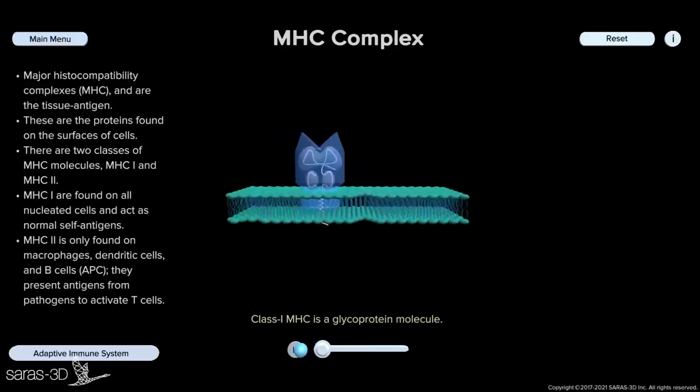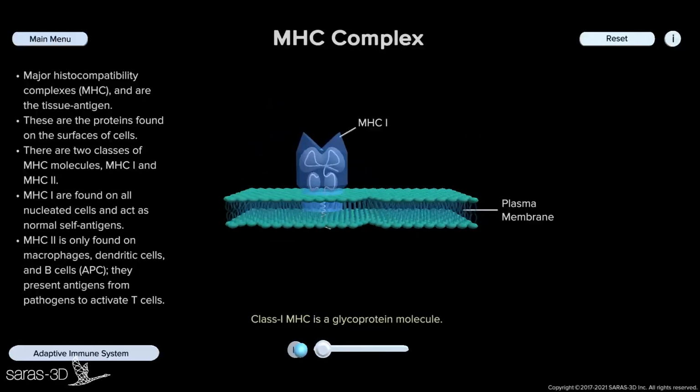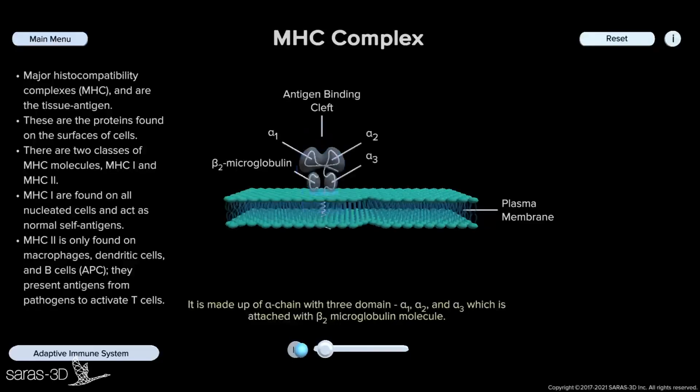When we talk about the class 1 MHC molecules, these are the glycoproteins which are present on all nucleated cells of the body. They are not present on the red blood cells or platelets. These class 1 MHC molecules are made up of an alpha chain with 3 domains. Here you can see this is alpha 1, this is domain 2, alpha 2, and this is the third domain, alpha 3, which are attached to a beta 2 microglobulin unit. When they combine together, they form an antigen binding cleft.